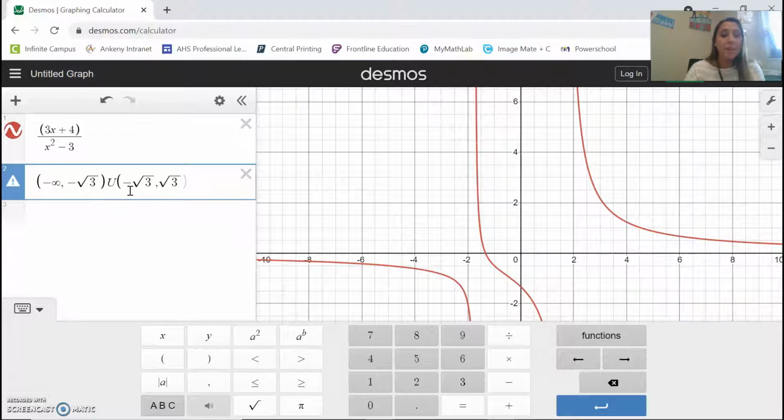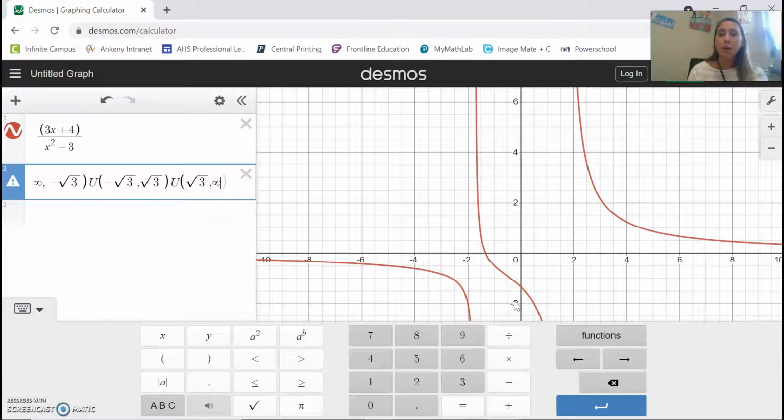Okay? And then we're going to have that union again, and then we're going to say that it's from the positive square root of 3, not underneath the root, but on the outside, all the way to infinity. So that is going to be our domain, because we're saying it goes from here to here, but then it jumps, and then it's going to go from here to here, and then it jumps again, and then it's going to go from here all the way to infinity. So that's what that says.